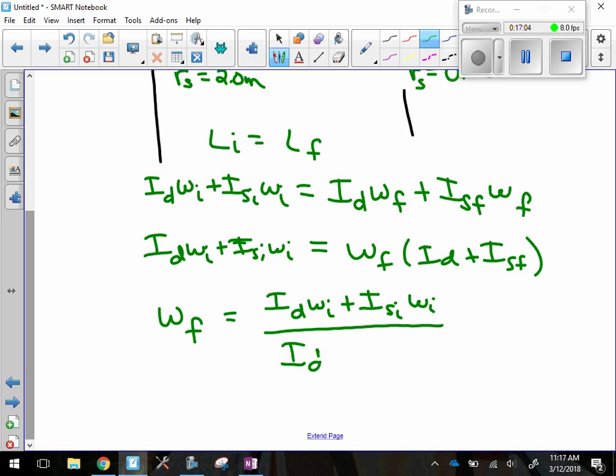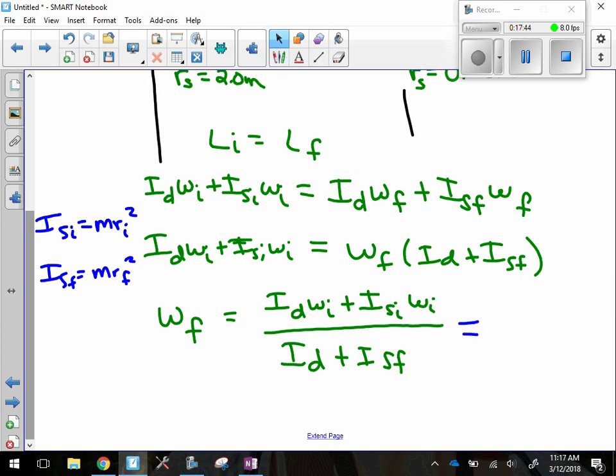Okay, so again, compared to the size of the disk, what can you tell me about the student? She's fairly compact. Compact is a good word. Okay, so I student initial, what am I going to use for that when I have a compact object? M R squared. Okay, and then I student final is going to be M R final squared. So once again, tell me what the answer is.